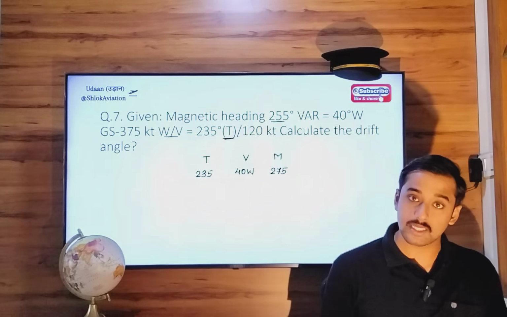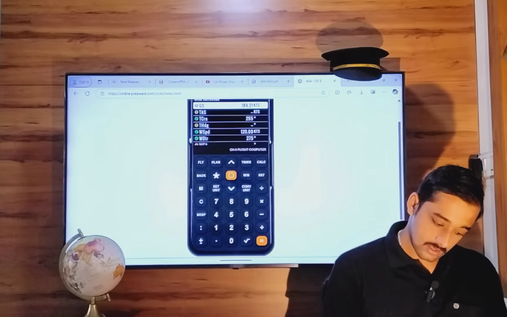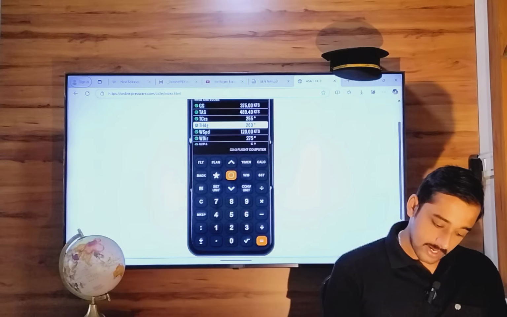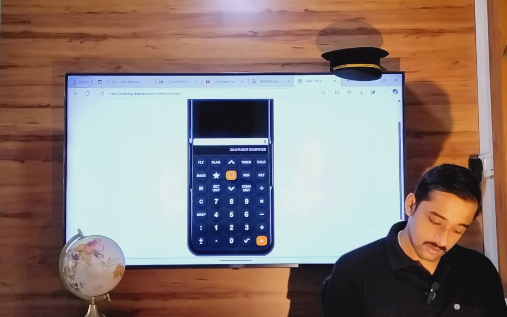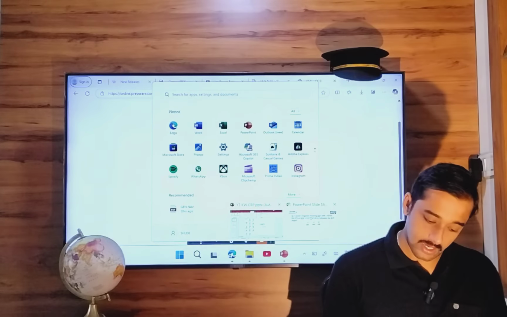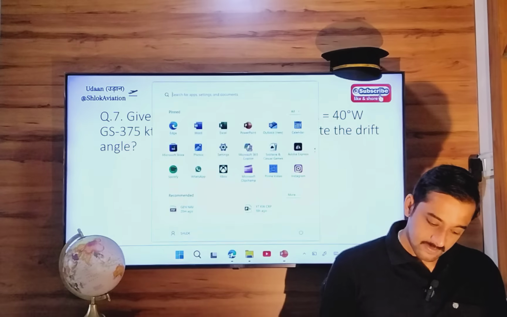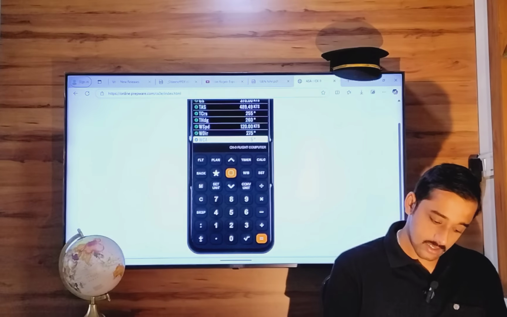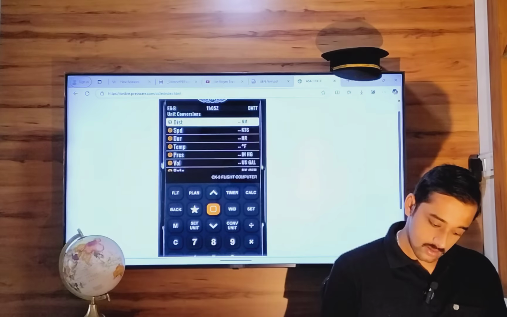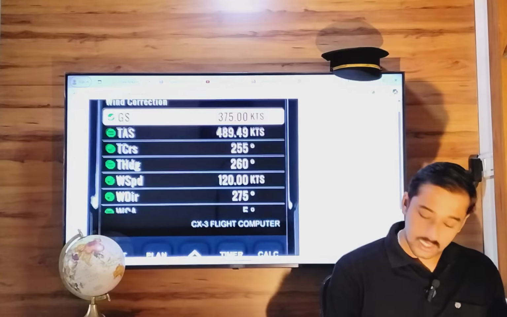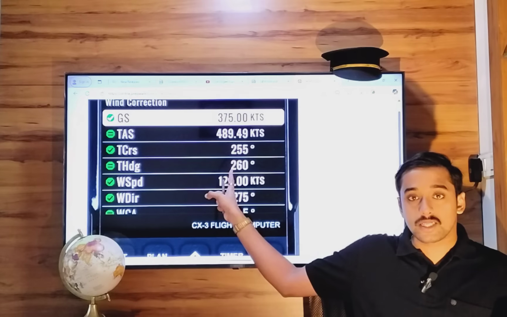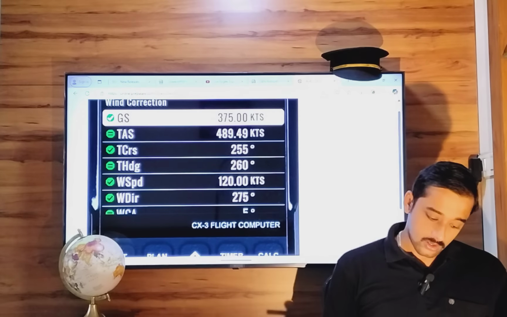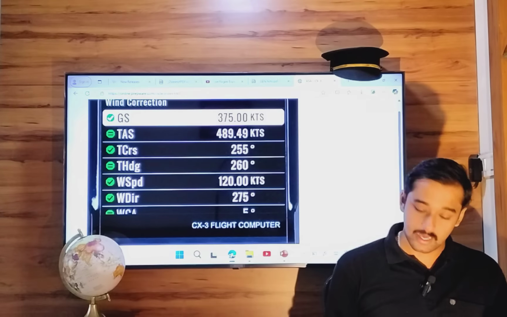TAS is not there. Ground speed is 375. So automatically you get a wind correction angle of minus 5 degrees. True course is 255. True heading is 260. Okay. So course is less than heading.